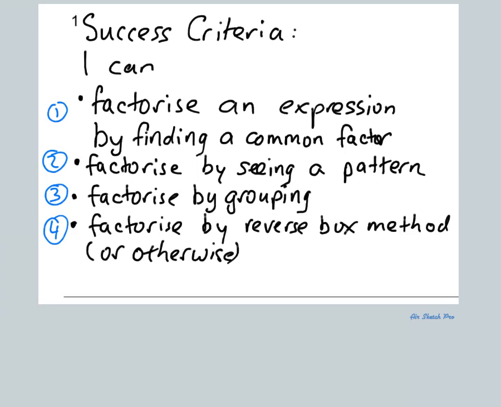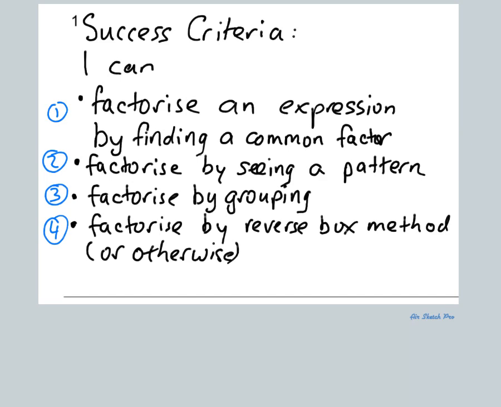So really importantly, you often need to use more than one technique. For example, you might find a common factor to start with, and then once you've found a common factor, you'll be left with this still big, long expression. And then you might say, oh, that expression is actually a perfect square. So you'll factorize it into a perfect square. I'm going to go through examples of each of these.